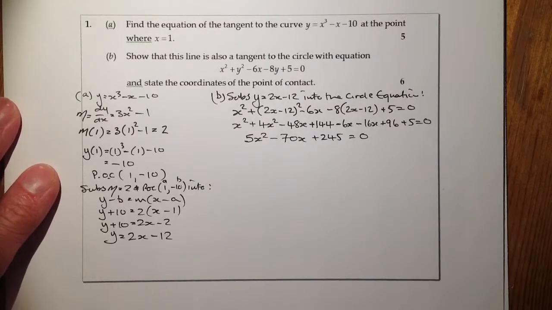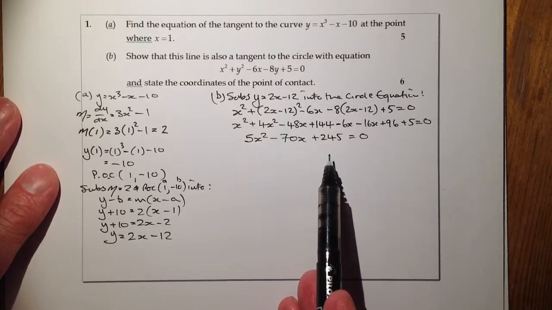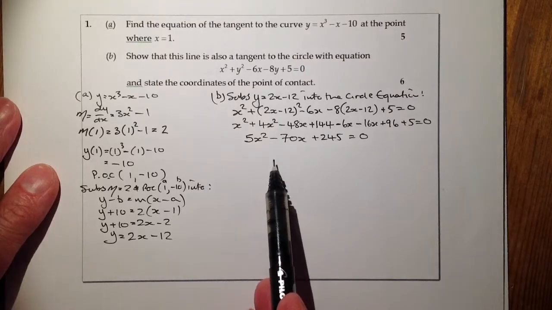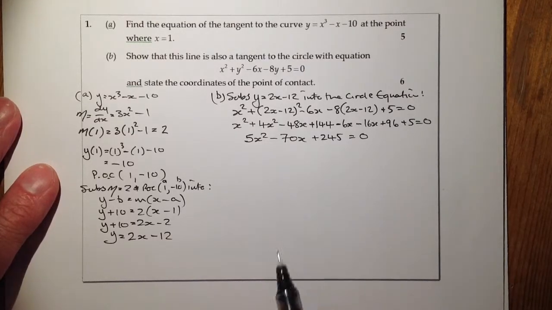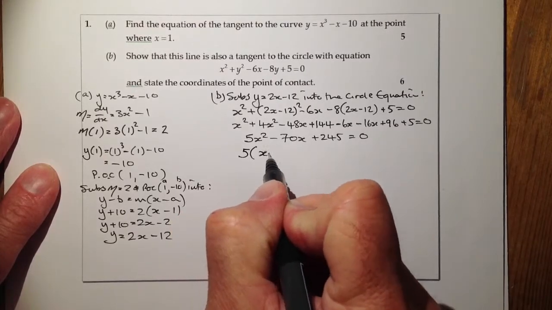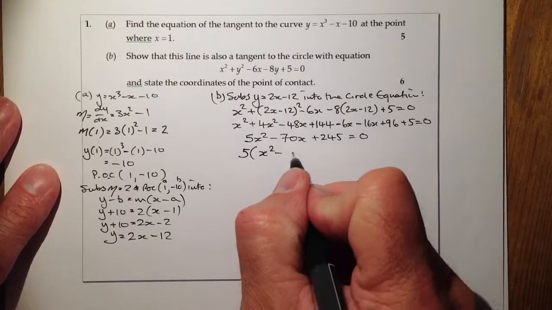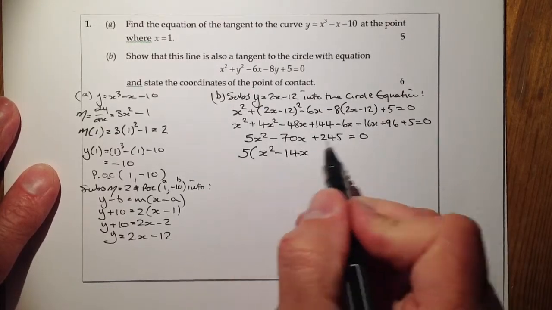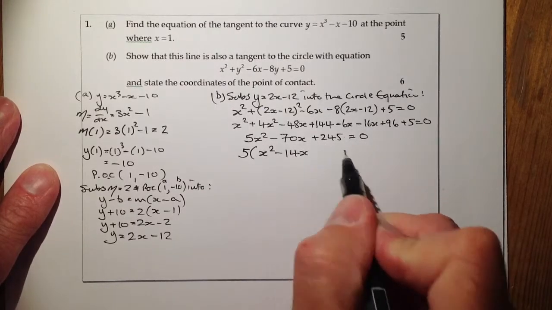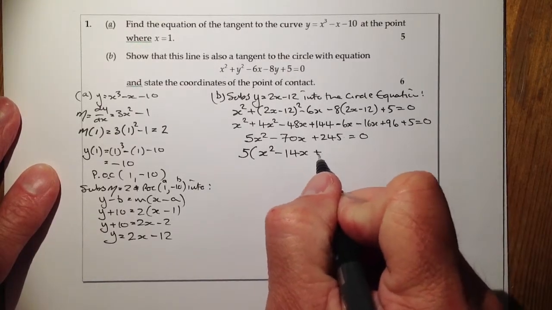I've now got a trinomial that I could factorise, or I could use a discriminant to show that it's a point of contact. What I'm going to do is find that there's only one point in this question. So I'll take out a common factor of 5 just to make things a bit easier for myself. 5 into 70 will give me 14, so that'll be 14x, and 5 into 245 should give me 49, so that'll be plus 49.